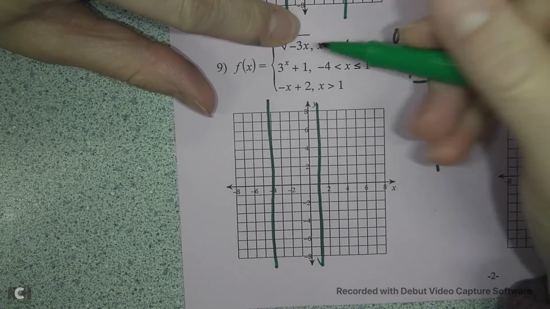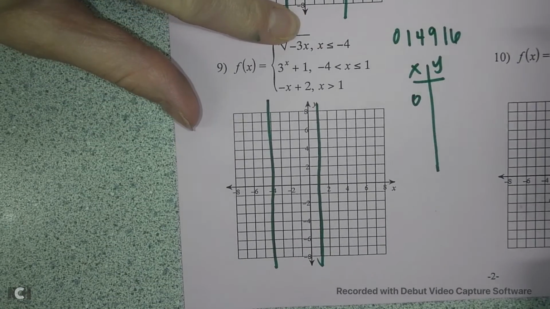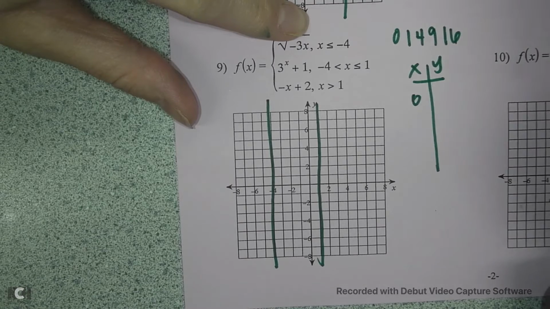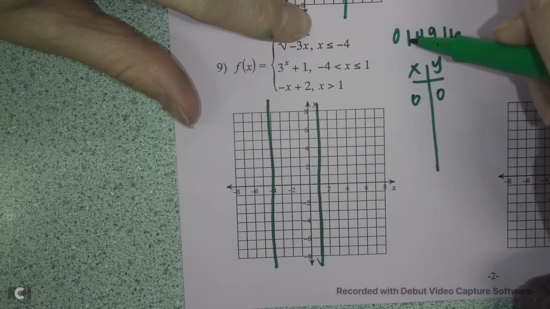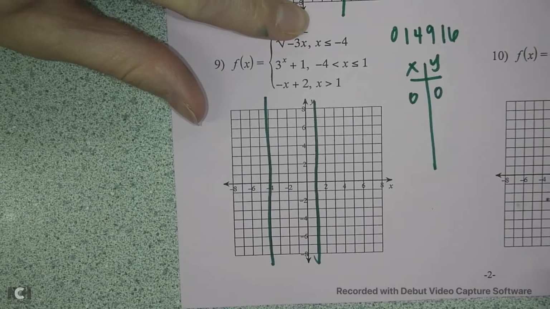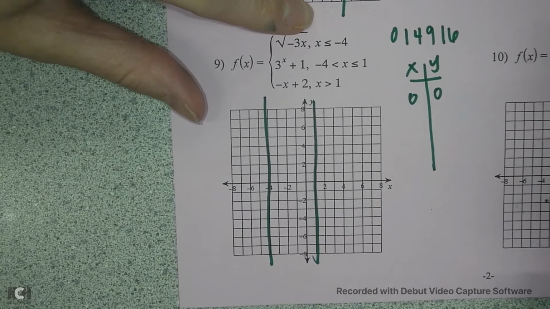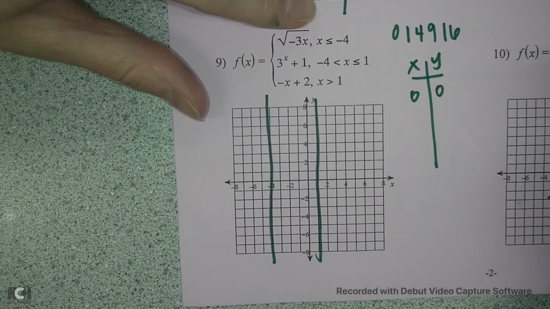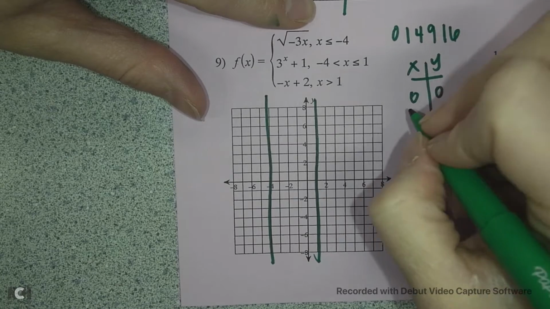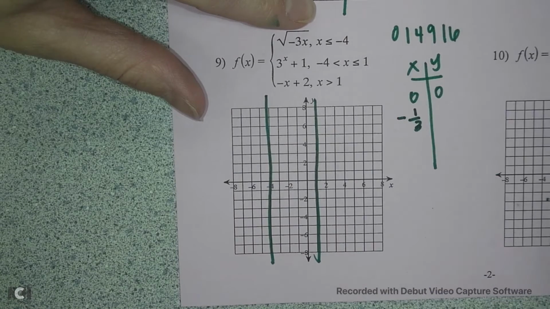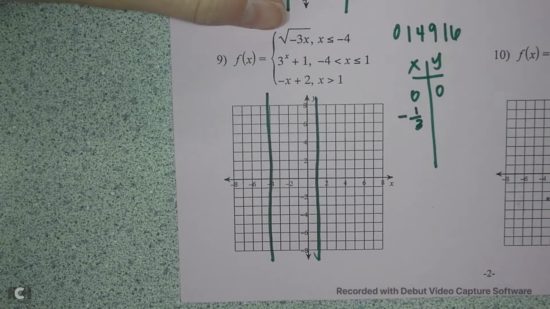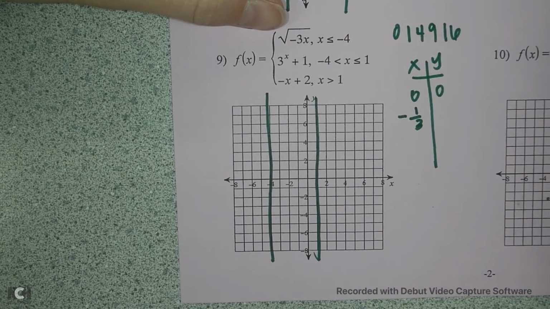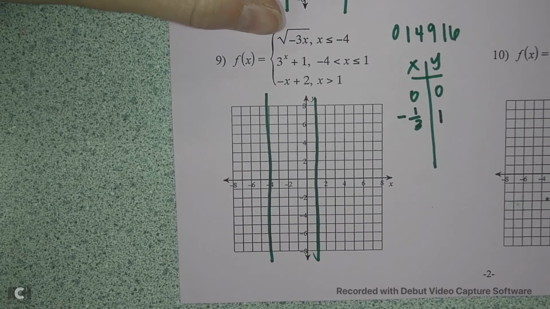So what times -3 is 0? 0 times -3 is 0. And the square root of 0 is 0. What times -3 is 1? Oh, we're getting into decimals. 1/3 times -3. Well, no, -1/3. -1/3 times -3 is 1, and the square root of 1 is 1.